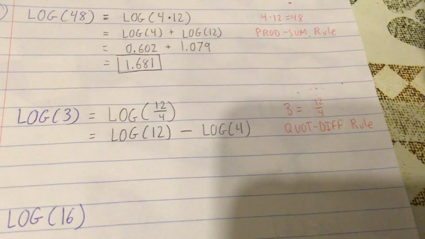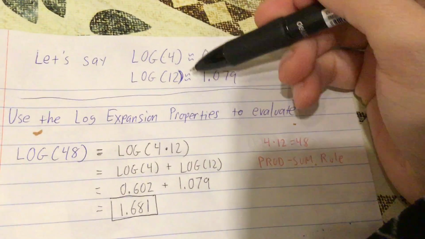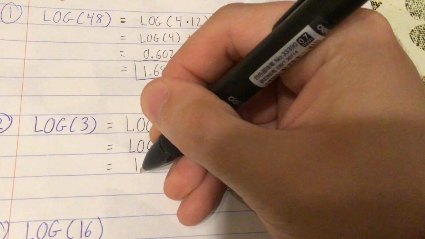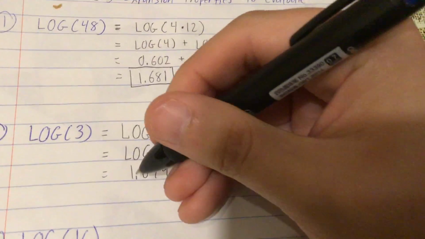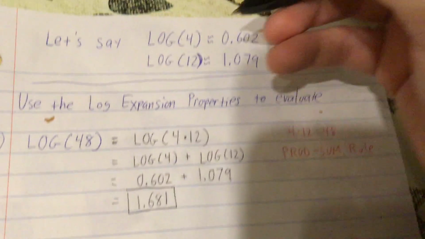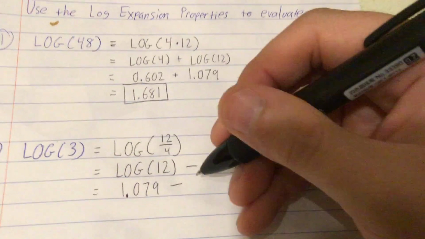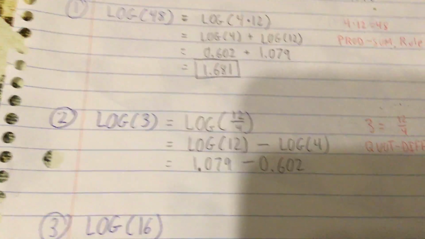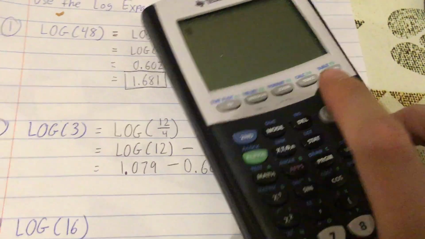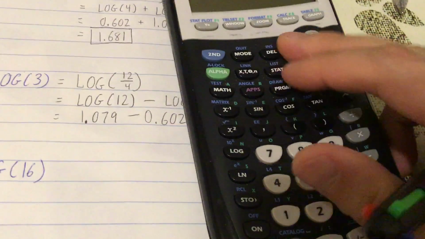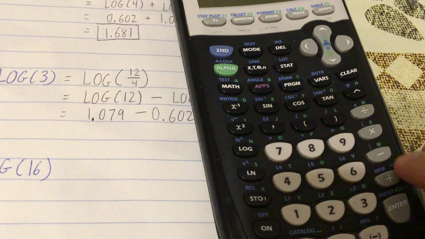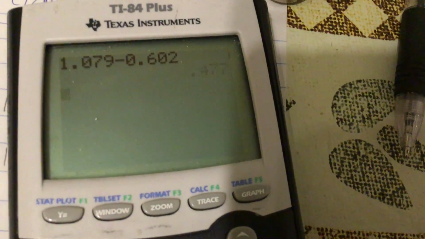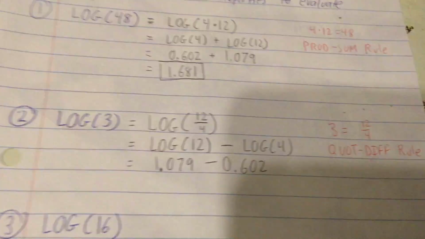Okay, so now I'm going to use what log of 12 and log of 4 are. Remember that log of 12 is 1.079 and log of 4 is 0.602. Now I'm going to use the subtraction part of the calculator to confirm. 1.079 minus 0.602 is 0.477.